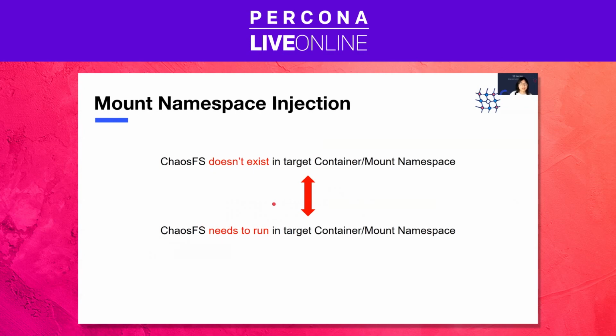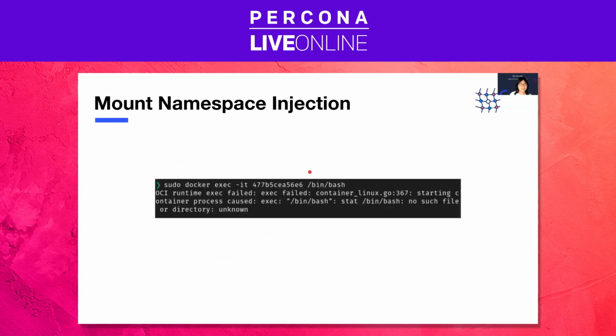After solving the open files, let's come to the last problem: how to inject into the container, as the container is a technology about isolation and security. The problem is that the ChaosFS program should run inside the target container, but it doesn't exist in the target container. Here is a similar example. Have you tried to run bash in a container, but sadly found that bash doesn't exist in the target container? ChaosFS is facing the same embarrassing situation.